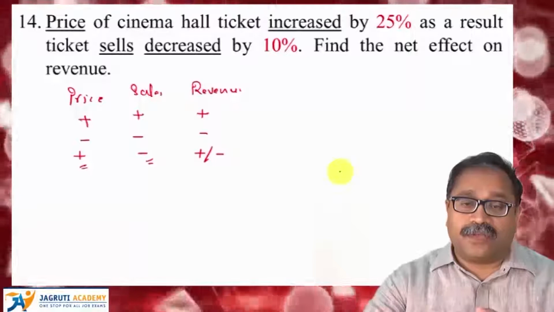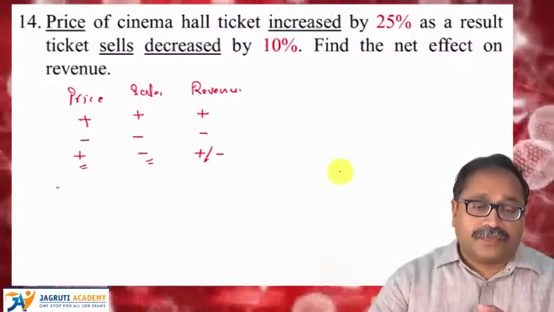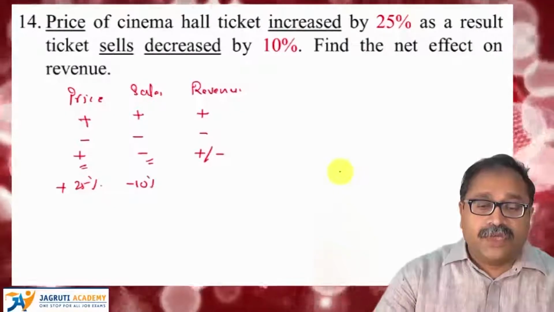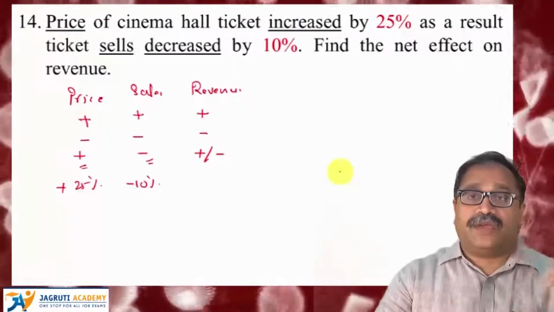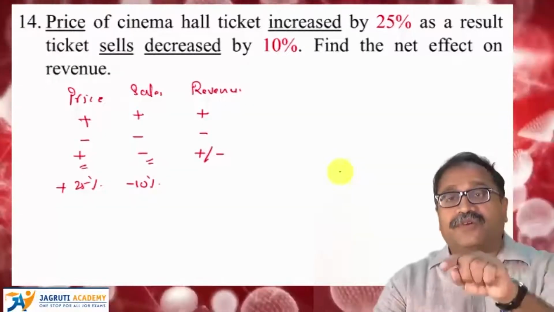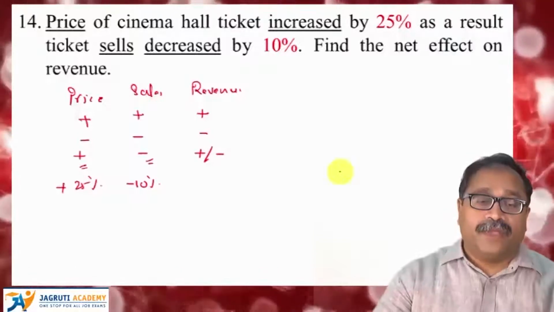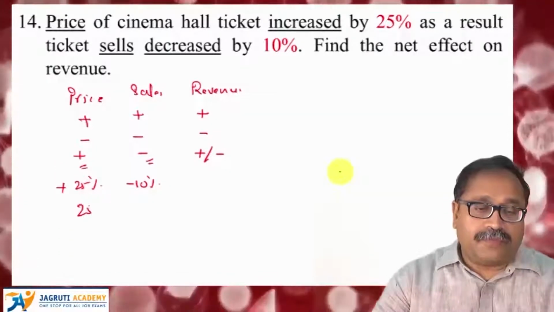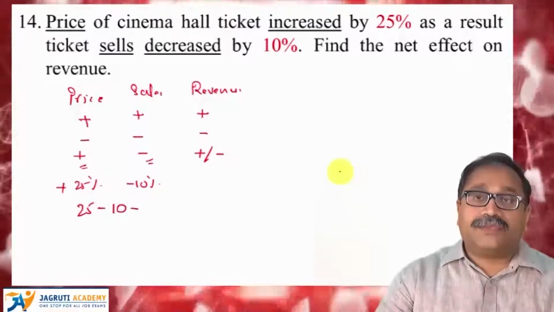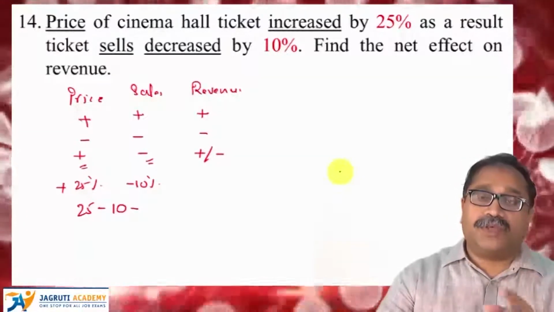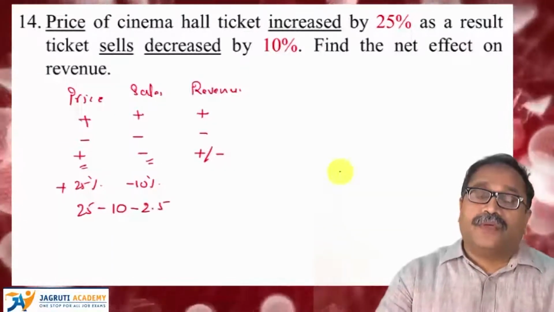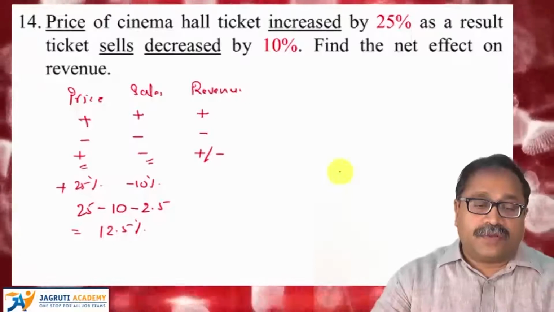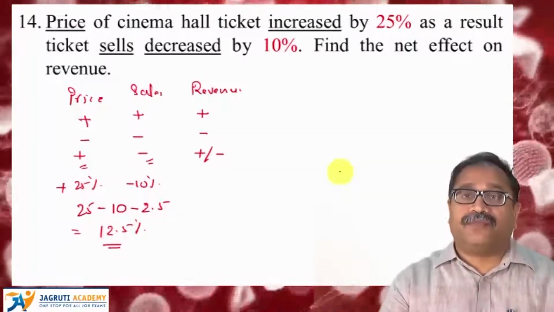Here it says the cinema hall ticket price is increased by 25%. Let's take 25% increase, whereas sales decreased by 10%, so minus 10%. So what will be the overall effect on revenue? There are 2 effects. X is one effect, Y is another effect, and both the effects are on revenue. So I can apply the XY formula here. That is 25 minus 10 minus 25 into 10 by 100, that is 250 by 100, which is 2.5. So that is 25 minus 12.5, which will give us 12.5%. That means the revenue must have increased by 12.5%.